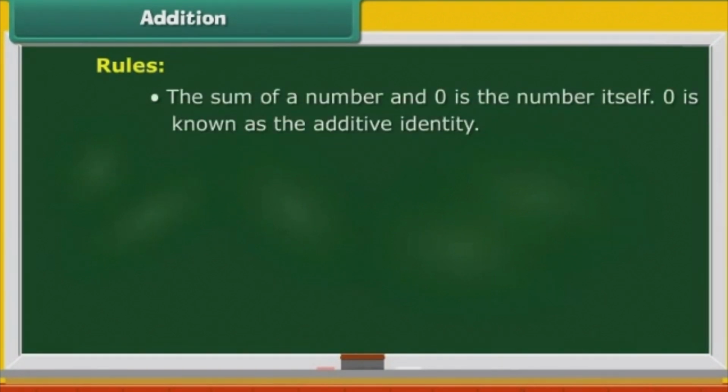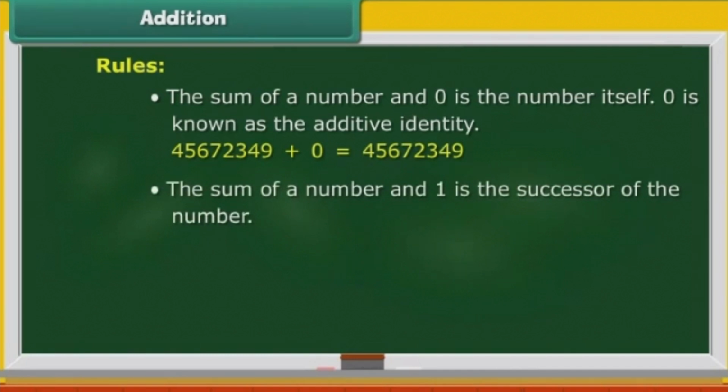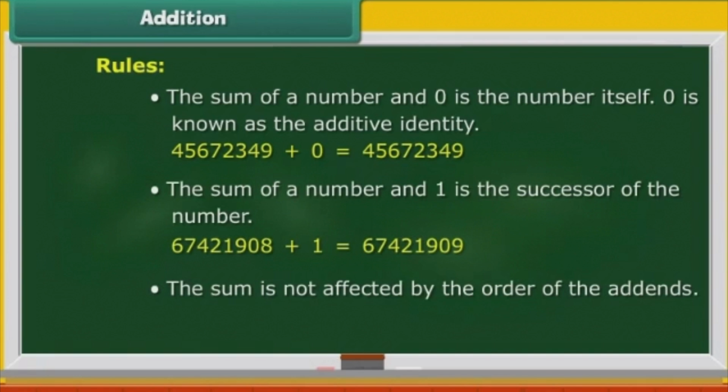The sum of a number and 0 is the number itself. 0 is known as the additive identity. 45,67,2 plus 0 is equal to 45672349. The sum of a number and 1 is the successor of the number. 67421,908 plus 1 is equal to 67421,909.